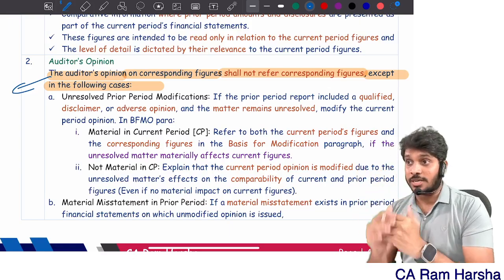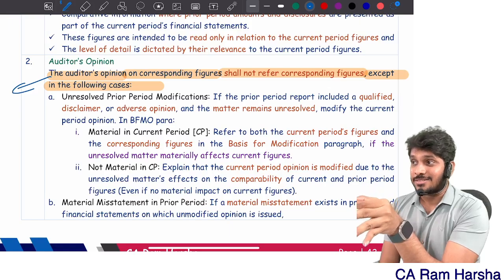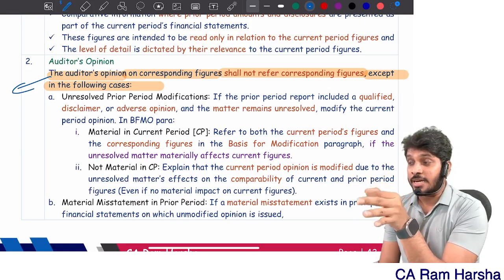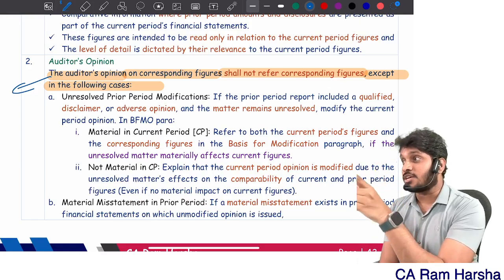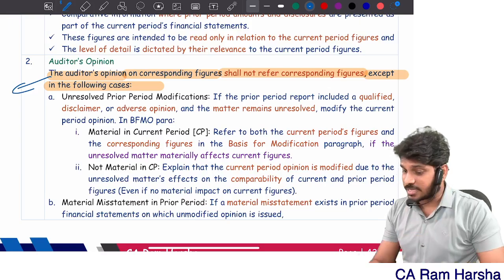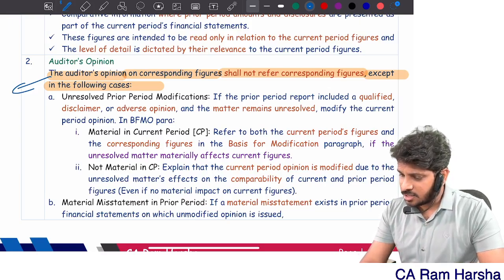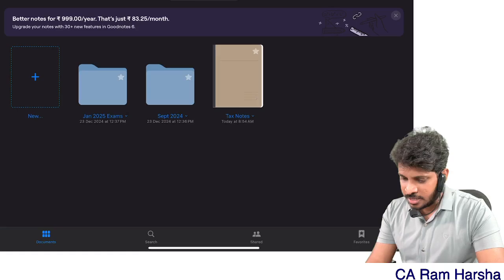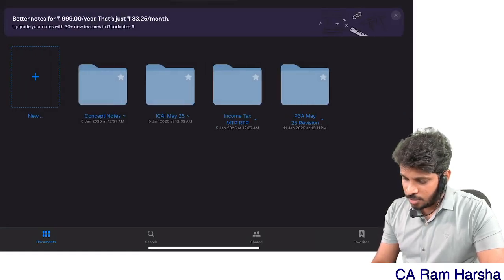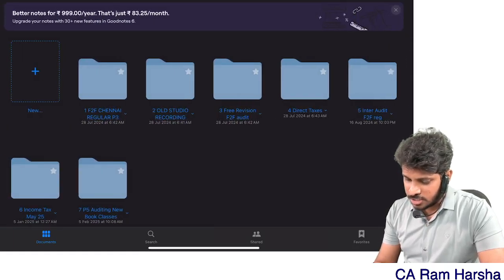Or they may ask you a question: under what circumstances shall the auditor's report discuss corresponding figures? For example, in the recent January exam, I think this is the question which was asked, because 710 is the standard which everybody leaves. Almost every student leaves this standard, they don't study this standard at all.